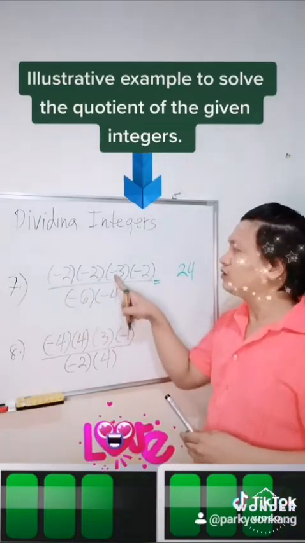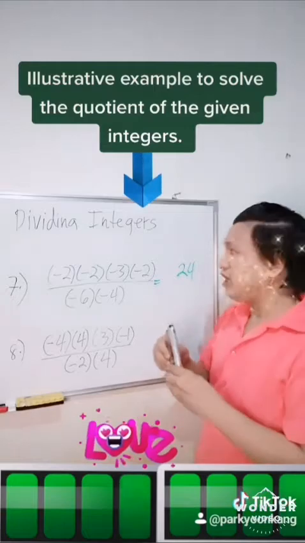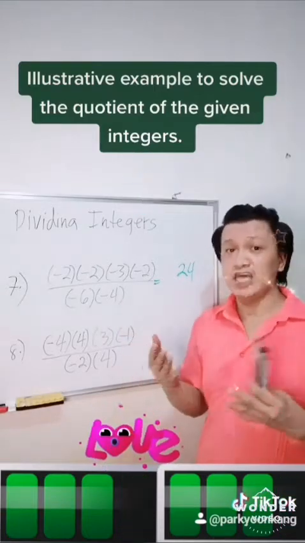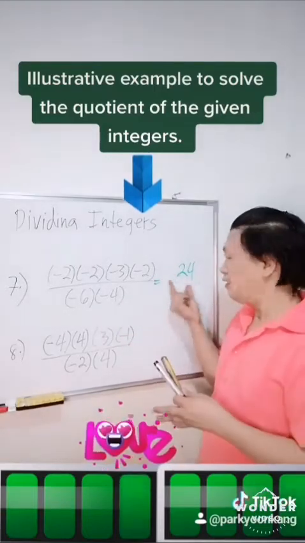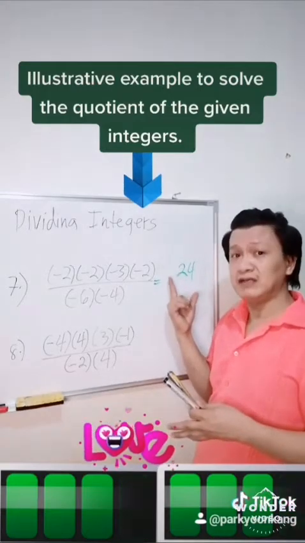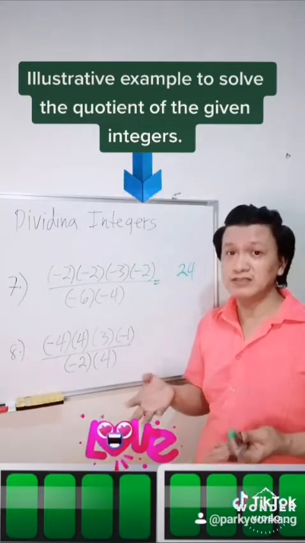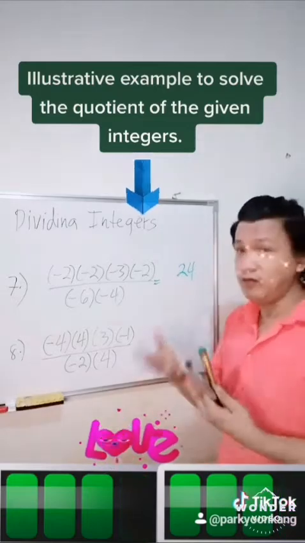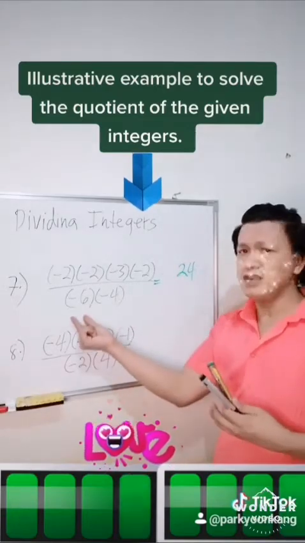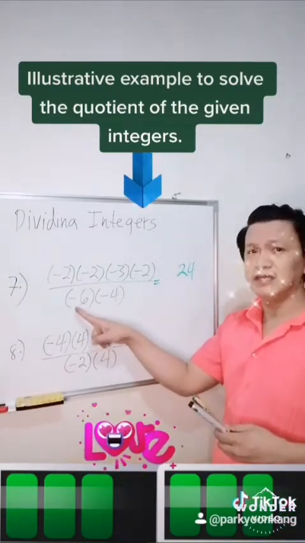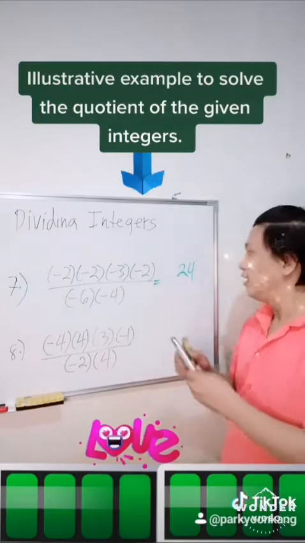We have 1, 2, 3, 4. Okay, take note. If the number of negatives is an even number, meaning the sign of your product is simply positive, because that is the even number, or 4 ang number niya. How about the denominator? What is the product of negative 6 times negative 4?